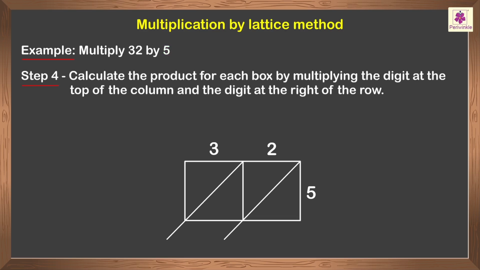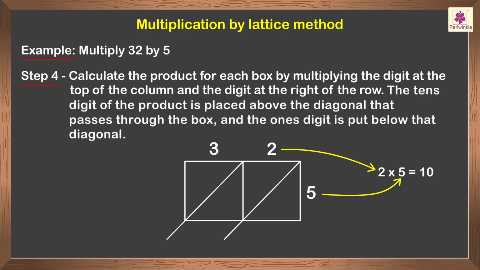Step 4. Calculate the product for each box by multiplying the digit at the top of the column and the digit at the right of the row. So, 2 multiplied by 5 is equal to 10. Place the tens digit of the product, that is 1, above the diagonal that passes through the box and the ones digit, that is 0, below that diagonal.